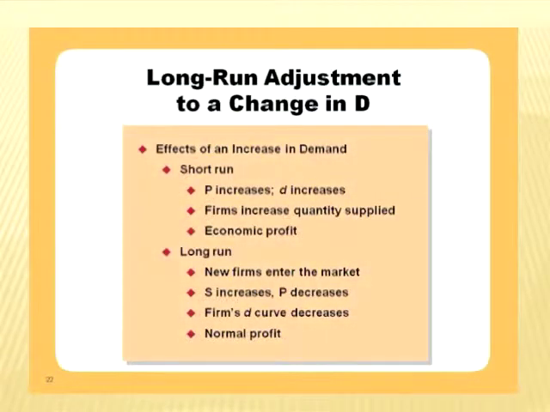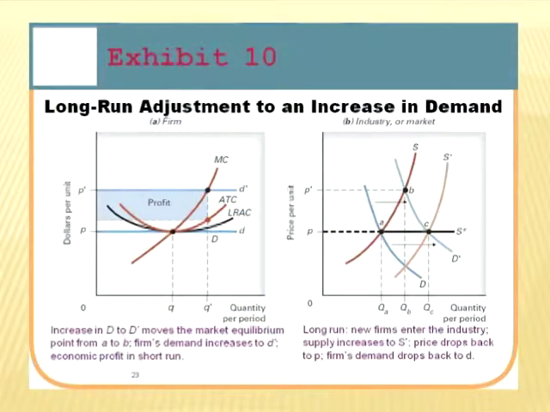So in the short run, as price increases from a demand increase, firms increase the quantity supplied. That entices an economic profit. The result is we have new firms enter, supply increases, price decreases, and we end up back at a normal profit only. So here's what essentially is happening. Probably the better one to look at is the one over to the right side over here.